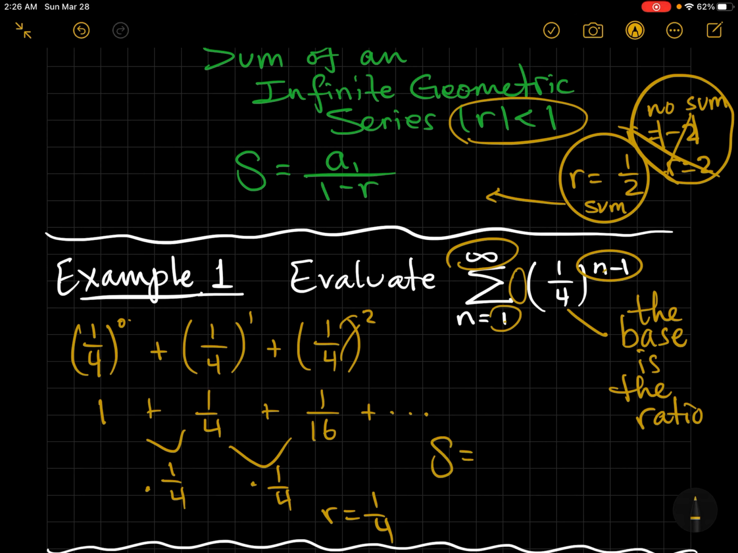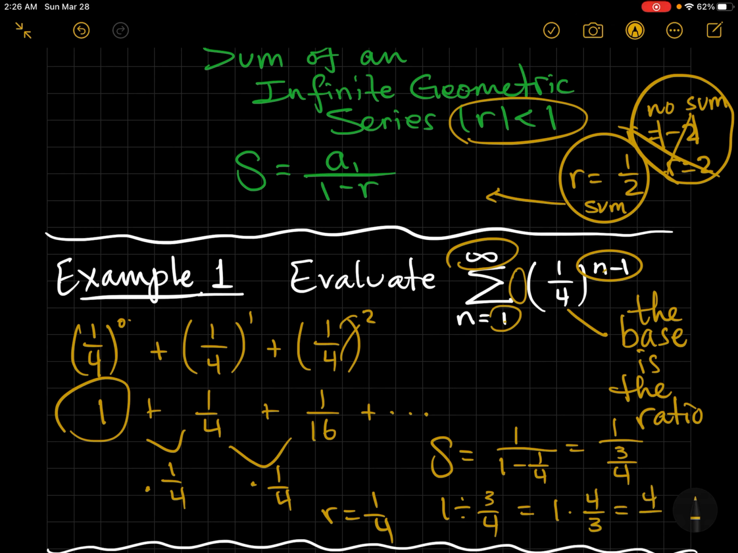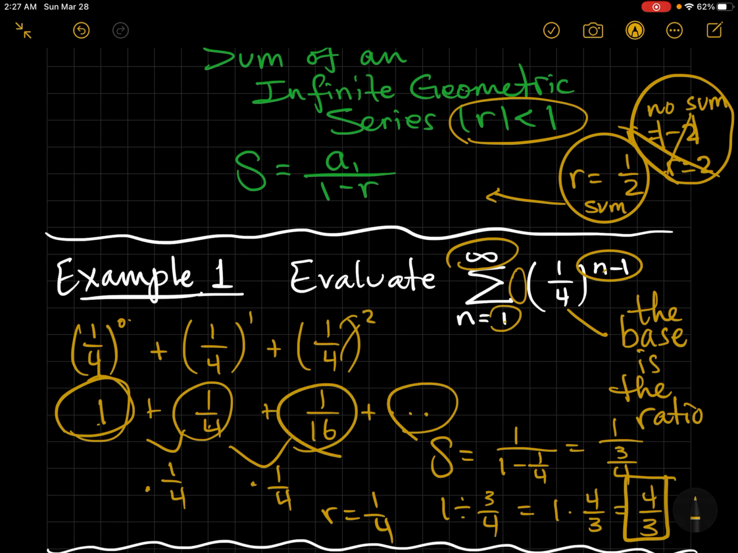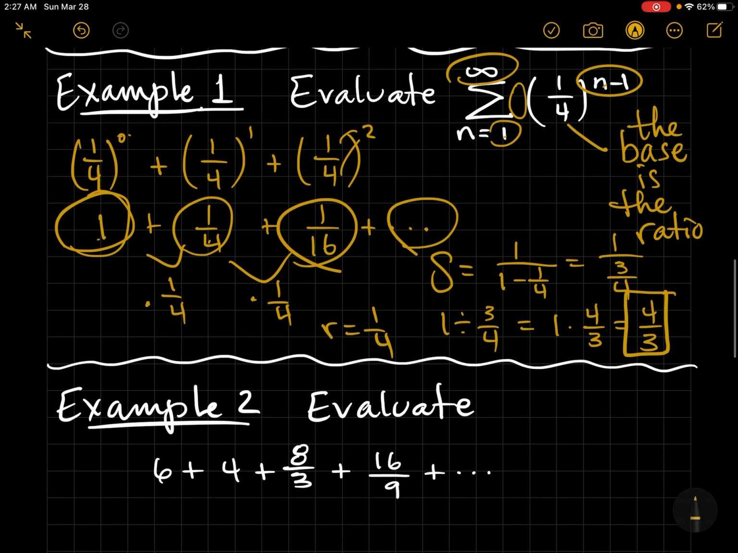So all we do is we take A1, which is 1, over 1 minus the ratio. And if you plug that into the calculator, or if you do it manually, 1 divided by 3/4 is the same as 1 times 4/3, which just gives me 4/3. And that is my answer. So if we were to keep adding these numbers forever, it would converge on 4/3. You might say it never really reaches 4/3, but we say it converges on it. So that's our sum.